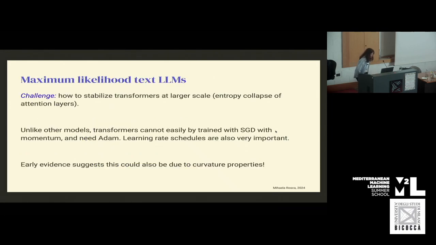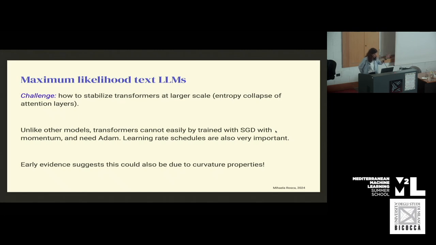So last but not least, maximum likelihood LLMs. Of course, Lucas is going to talk much more about transformers in a bit. But we also see that with LLMs, there is a challenge in stabilizing transformers at scale. And we see that there is a collapse in the attention layers. So what does that mean?